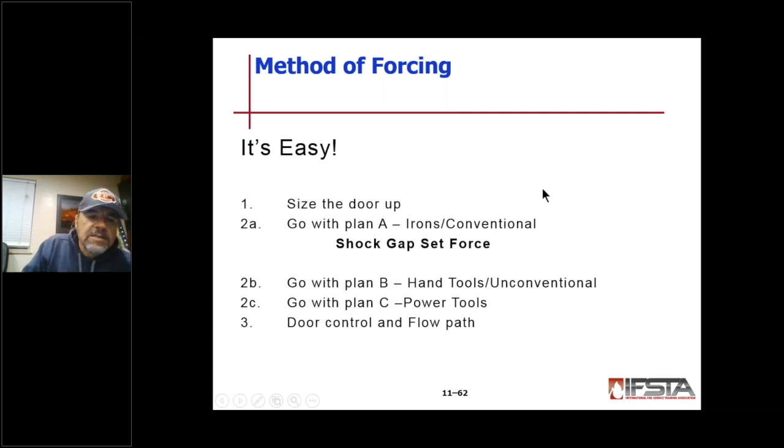So plan A, size it up. Typically, we're going to do this with our set of irons using conventional force. The saying you're going to hear a lot is shock, gap, set, force. So shock, you can use the adze end of the Halligan to shock the door. You're basically top, middle, and bottom. Hit the door with that and get a feel for what the door feels like.